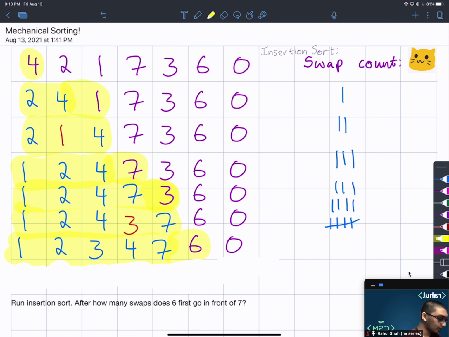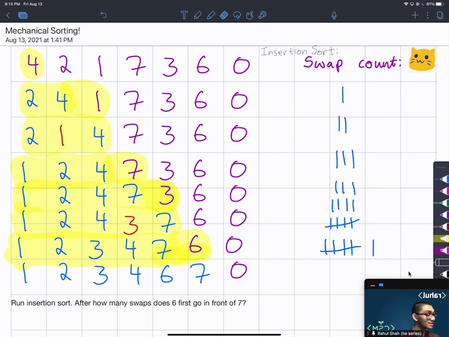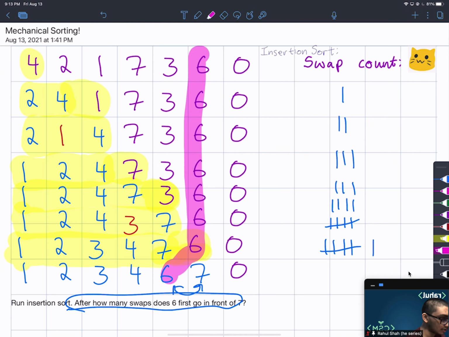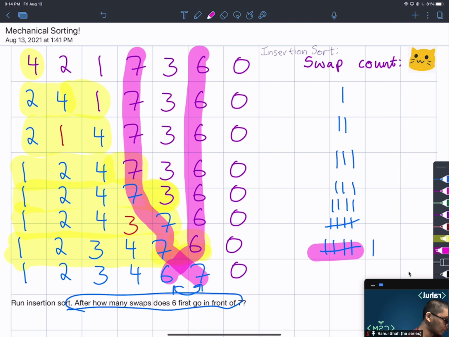So we can take in 6, and you'll notice that 6 should come before 7, and that will give us our 6th swap. So we have 1, 2, 3, 4, 5, and this is our 6th swap. And with this 6th swap, we swap 6 and 7. And in swapping 6 and 7, you'll note that we have reached the answer to our question. We asked after how many swaps does 6 first go in front of 7? Well, this is the first time 6 went in front of 7. 6 was always in this position, and the first place where these two intersect was right here with the 6th swap.